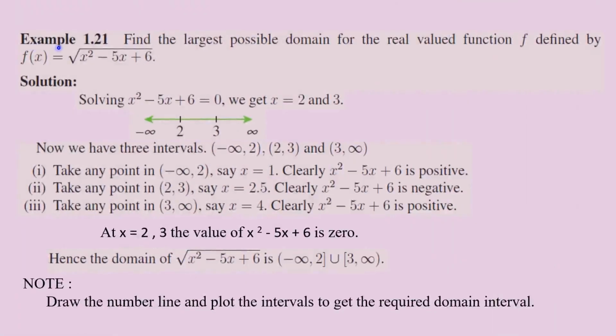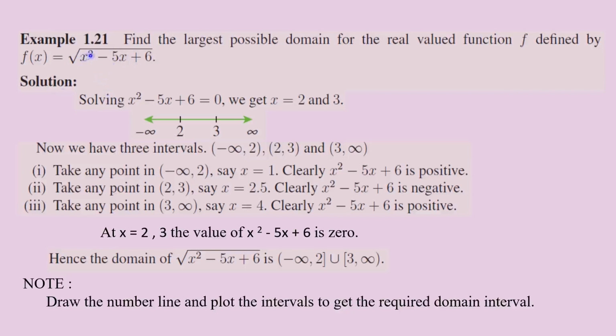Now we are going to see example 21 in chapter 1. Find the largest possible domain for the real valued function f defined by f of x equal to square root of x square minus 5x plus 6. So domain means we have to find the possible values of x. Looking at the terms here, inside the square root there is a quadratic expression. So only if its value is positive will we get the f of x value. So we are going to find when these terms will be positive. Let us see the solution.